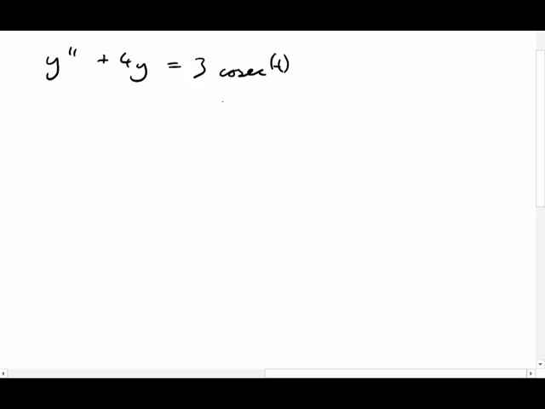First things first, we need to solve the corresponding homogeneous equation. So the corresponding homogeneous equation is like this: plus 4y, and we just set it equal to 0. Effectively, we just ignore the right-hand side. Okay, so let's have a look at this. We solve the corresponding homogeneous equation by doing the following.